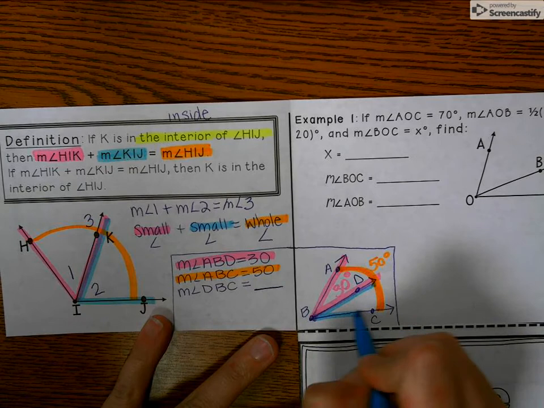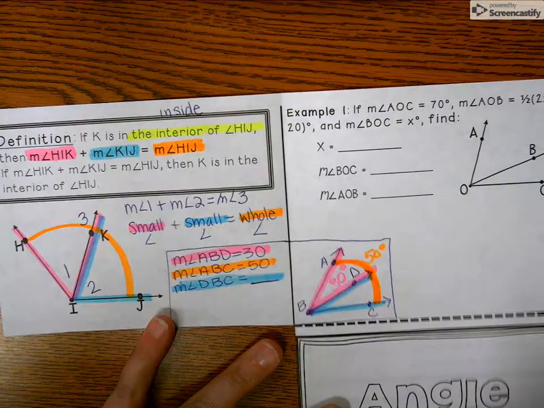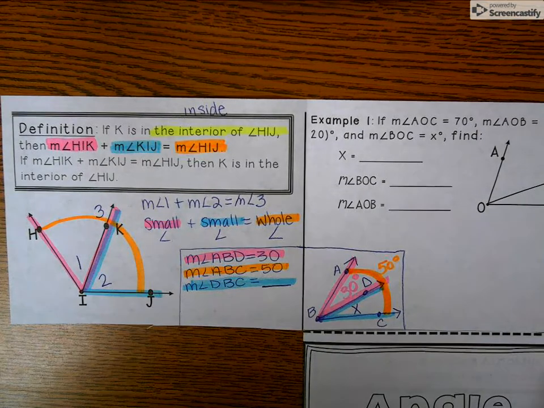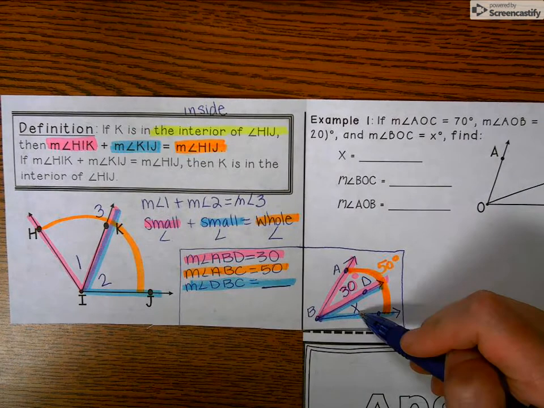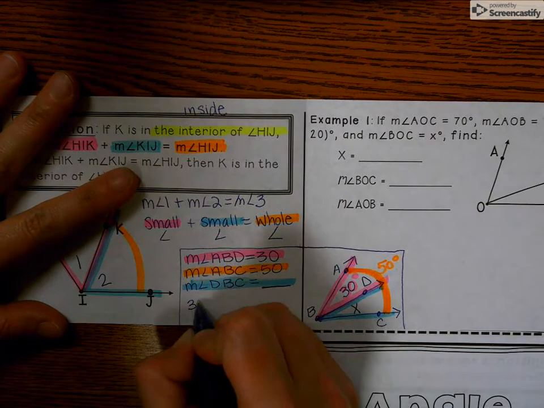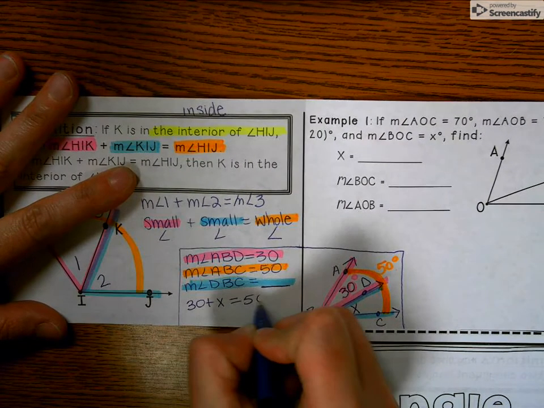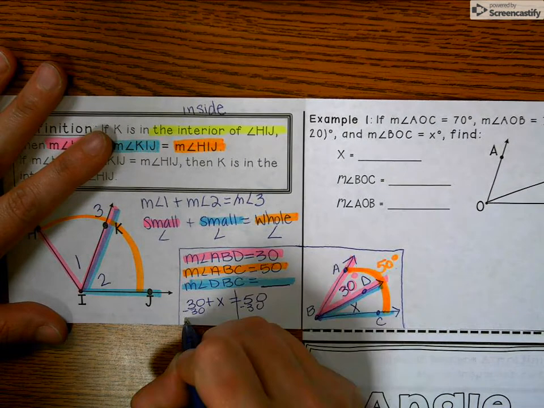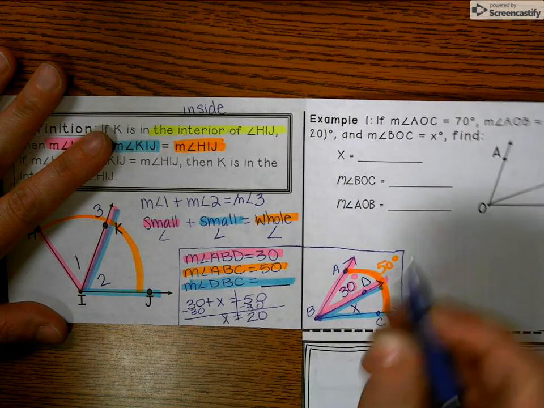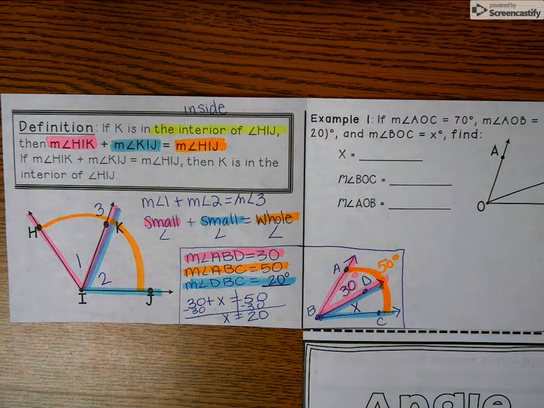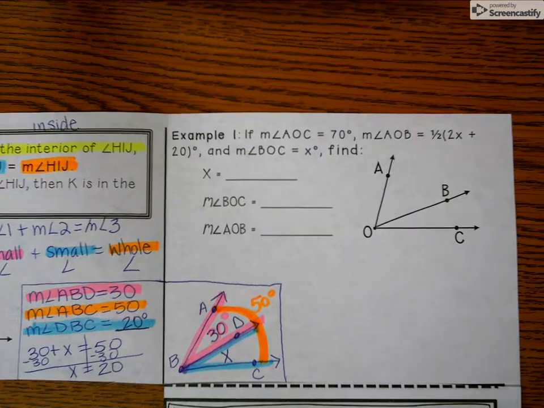So this DBC, that's the one I'm looking for. So I know that I'm going to call that X. So now I know 30 plus X is 50. The small angle plus the other small angle is the big angle. So 30 plus X equals 50. And I'm just going to subtract 30 from both sides. And we get that X equals 20. So that means that angle DBC is 20 degrees. Okay? All right, so let's move on to this next example here, and it's talking about some equations.